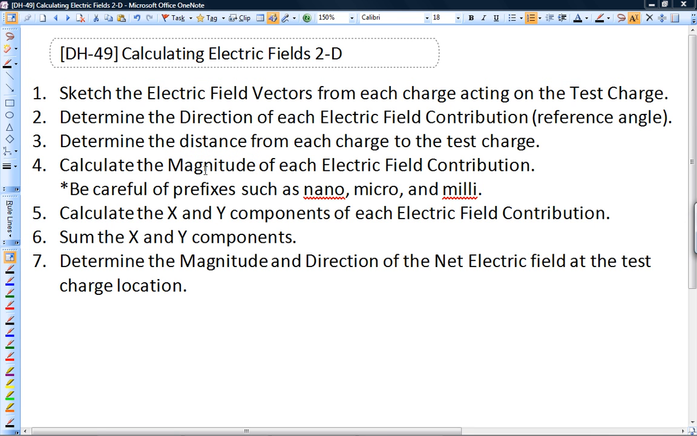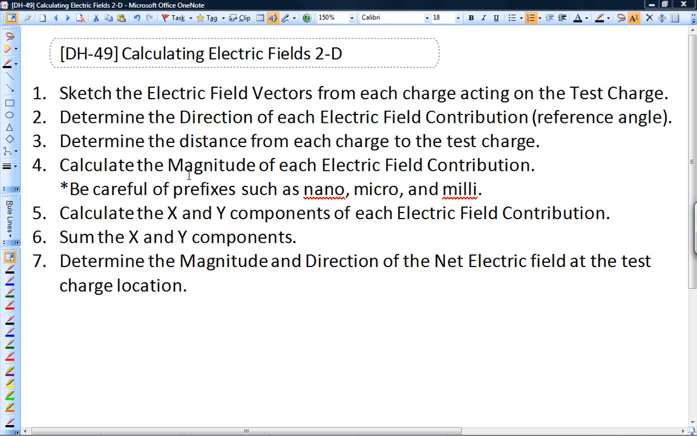I lied. That was magnitude. But we're going to calculate the magnitude of each electric field contribution. When we do that, you've got to be careful about prefixes: nano, milli, micro. When you deal with charges, 1 coulomb is actually a lot of charge. So most of the charges you deal with in real life are going to be nanocoulombs, microcoulombs. With distances, you also have to be careful.